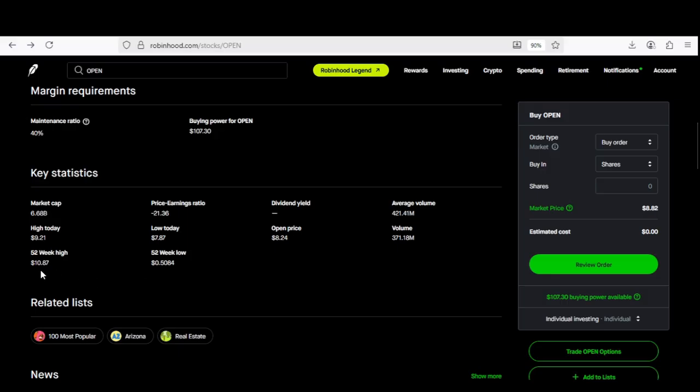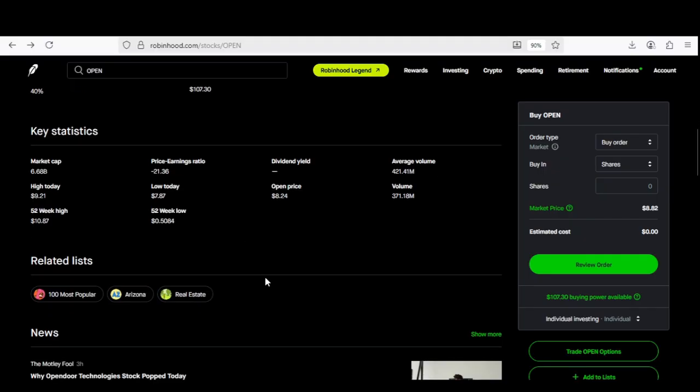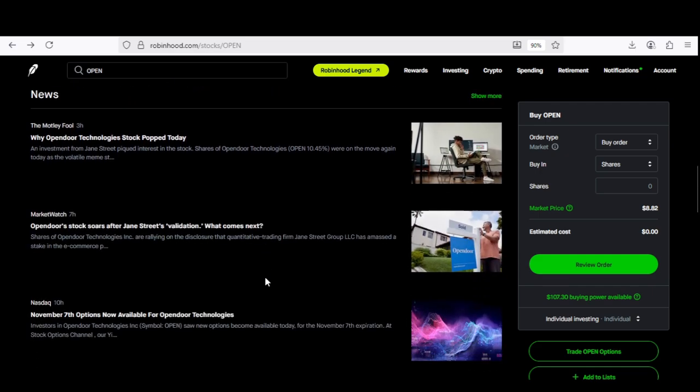In this scenario, the current share price of $8.82 is way closer to the 52-week high than it is to the 52-week low. So that suggests that there's a strong possibility that this share price comes back down. Now, it can continue to go back up, but the odds are more in favor of this share price going down.